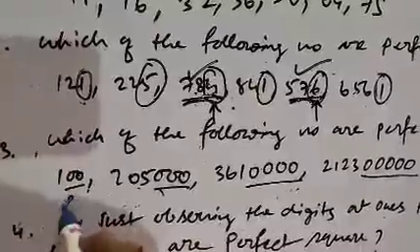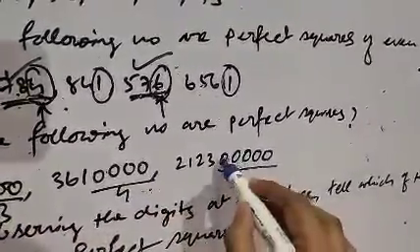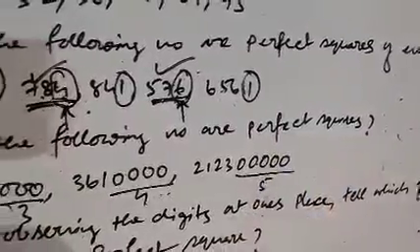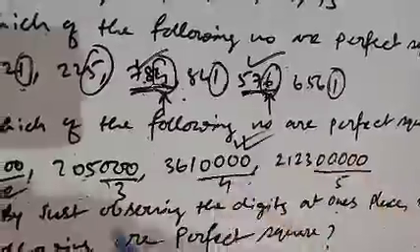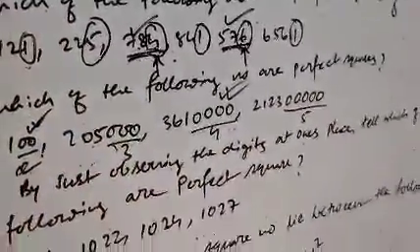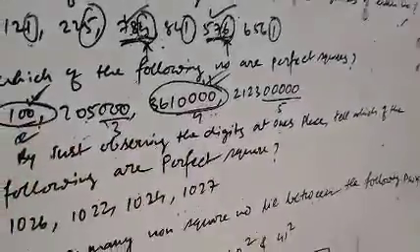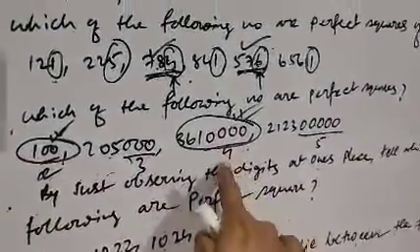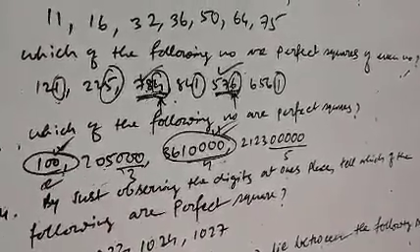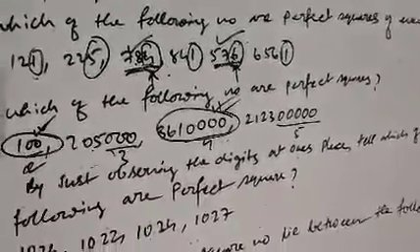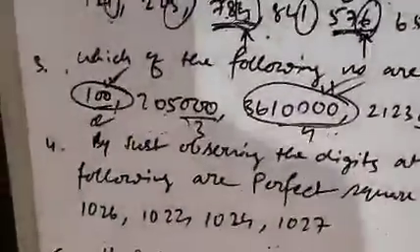Here the number of zeros is 2, the number of zeros is 3, the number of zeros is 4, and here 1, 2, 3, 4, 5, the number of zeros is 5. So this is a perfect square number and this is a perfect square number. So your answer will be this and this, because here 4 zeros are present, here 2 zeros are present, and the number of zeros is even, so that number will be a perfect square. So these two will be your answer. Clear? Next, question number 4.